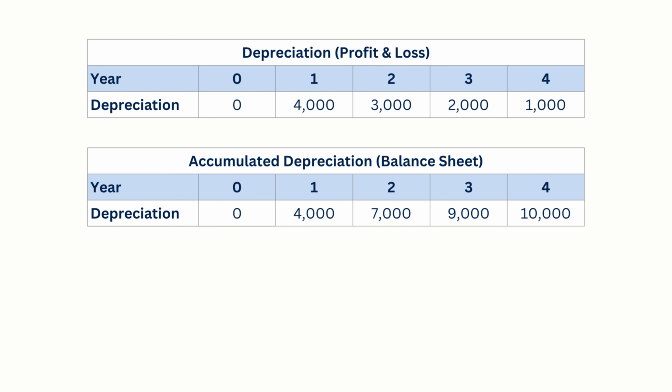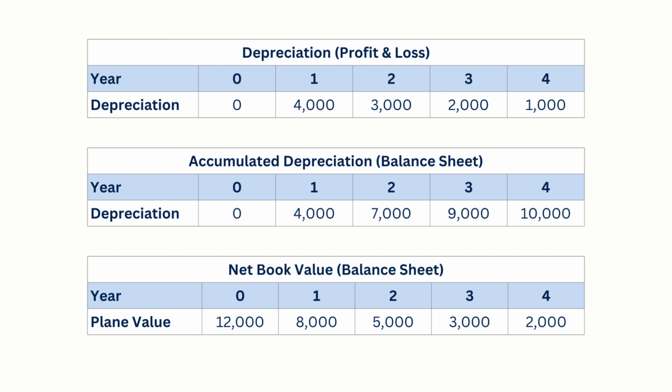Accumulated depreciation is the running total of all depreciation charged so far. So, after year 1, accumulated depreciation is £4,000. After year 2, it increases to £7,000. After year 3, it becomes £9,000. And by the end of year 4, it reaches £10,000. This figure always increases and never goes back down.